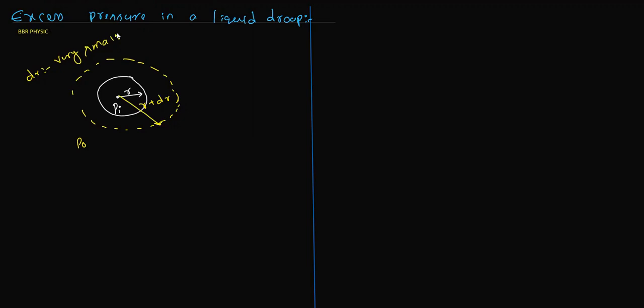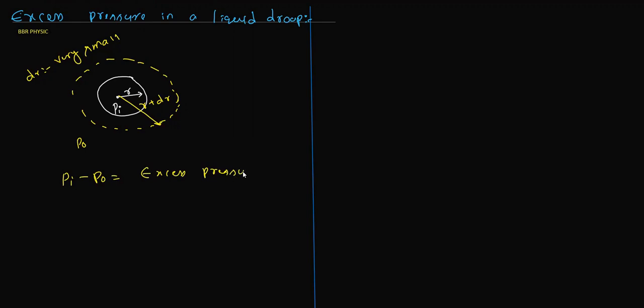Inside pressure is more and outside pressure is less, so it will expand. What we need to check is the excess pressure, Pi minus P naught. How to check Pi minus P naught? Pi minus P naught, inside minus outside, can be written as the excess pressure.